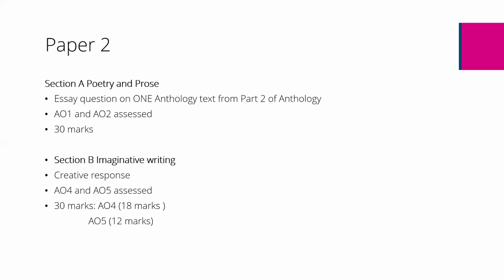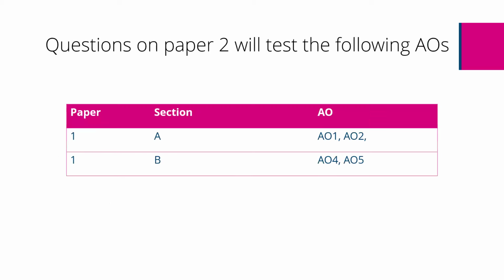Question 1 assesses AO1 and AO2, and it's worth 30 marks. And section B is a piece of imaginative writing, a creative response, and AO4 and AO5 are being assessed. The weighting there, of course, is different from paper 1. The weighting here is 18 and 12 rather than 27 and 18. So we've got some exemplars for you coming up again. But just that little reminder of section A being AO1 and AO2, section B being AO4 and AO5.